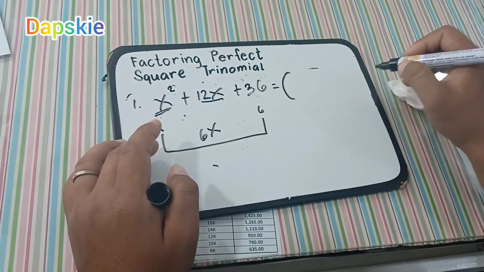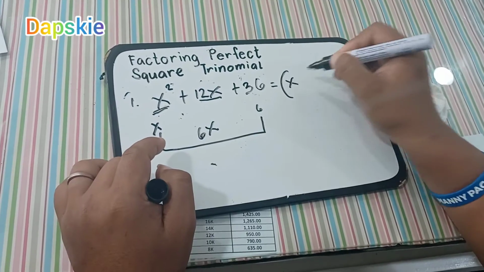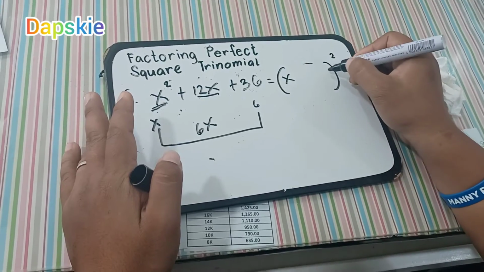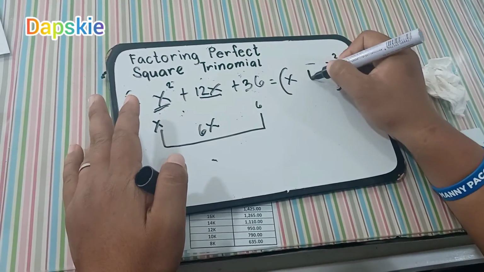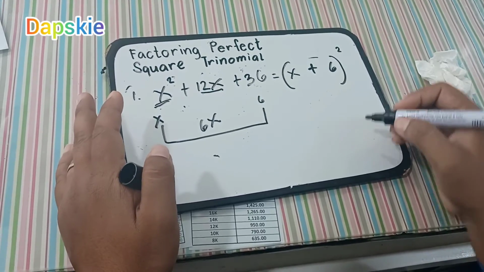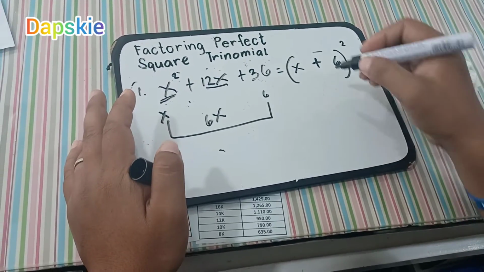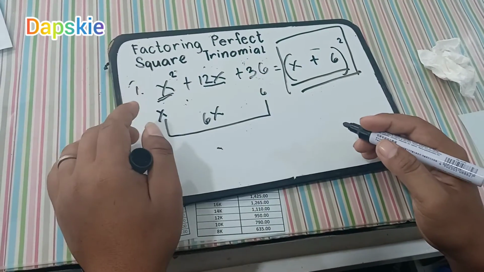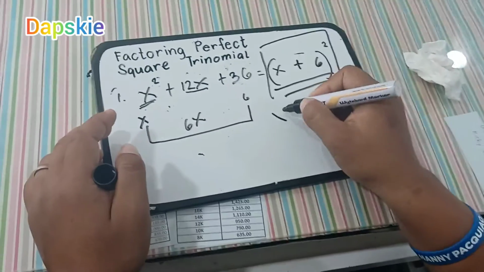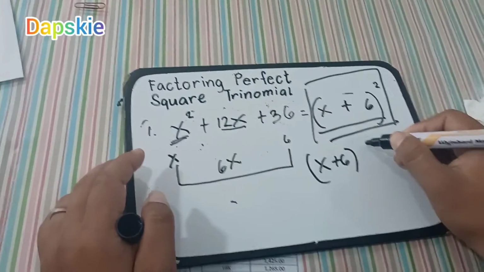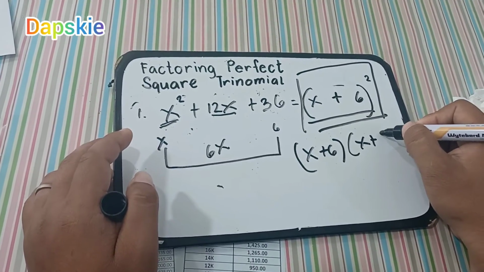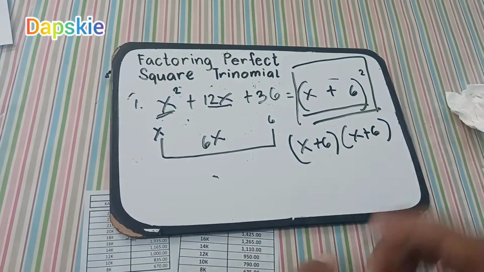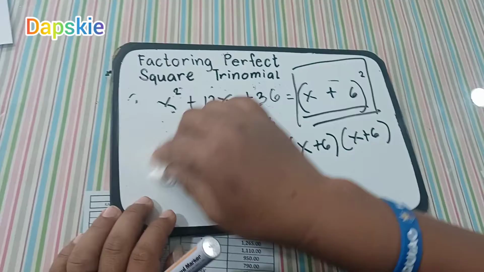So, factor po natin. Gawa po tayo ng x since it is square of binomial, plus 6. Copy po natin yung sign. So, this is a perfect square trinomial. Okay, ito yung factor ng perfect square trinomial, or it could be x plus 6 times x plus 6. Ito yung equivalent nito. Okay? Next, proceed tayo ng example number 2.